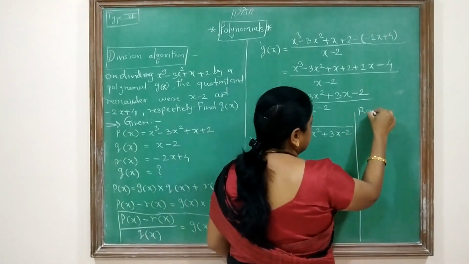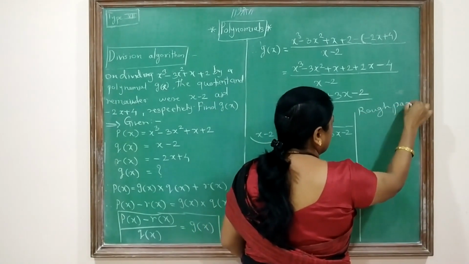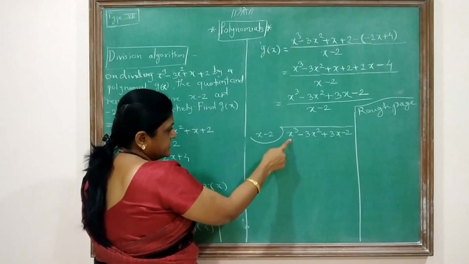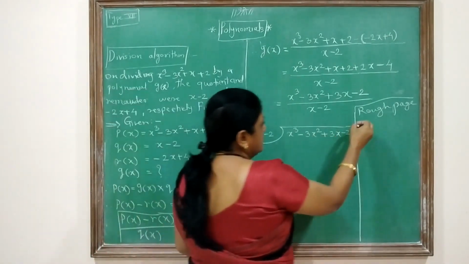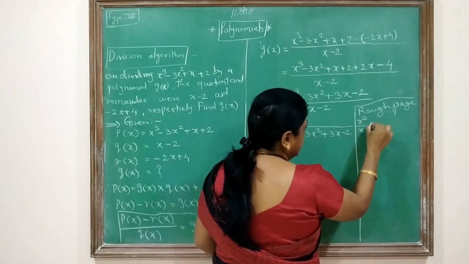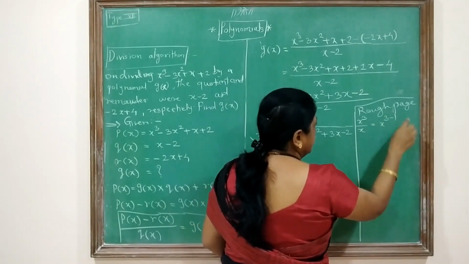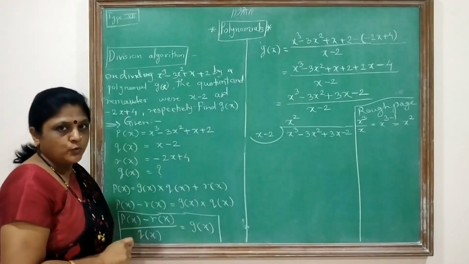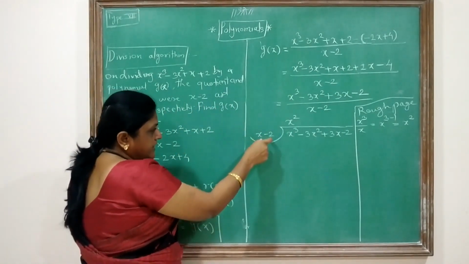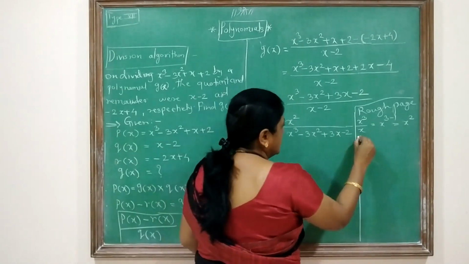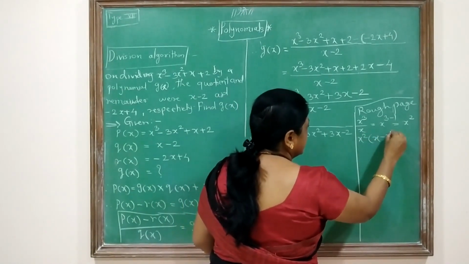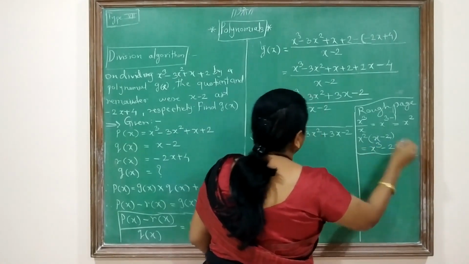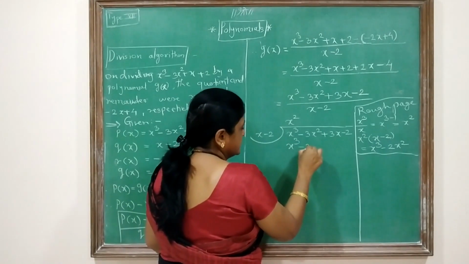Here on your rough page, x cube is present. The first step is x cube divided by x, which is x raised to 3 minus 1, equal to x raised to 2. Then you will write x raised to 2 here, and multiply this x raised to 2 by x minus 2. That is x cube minus 2x square.